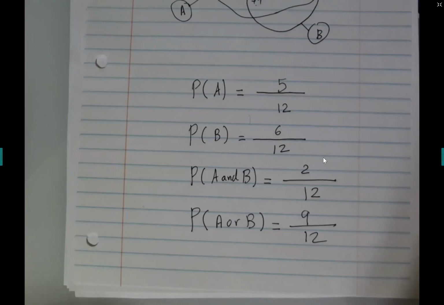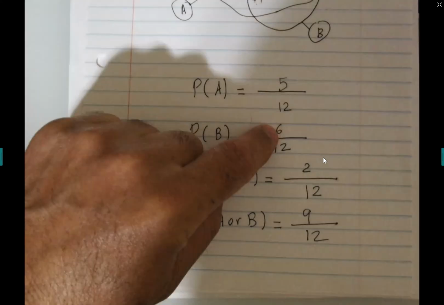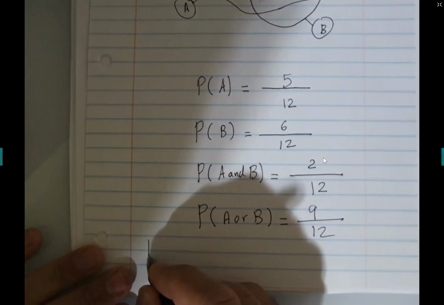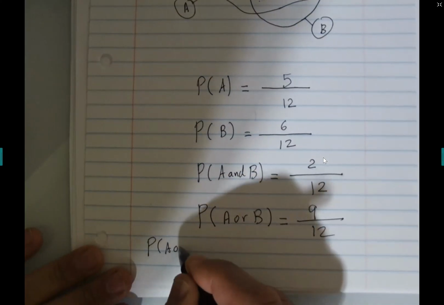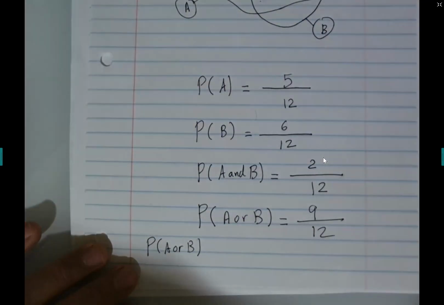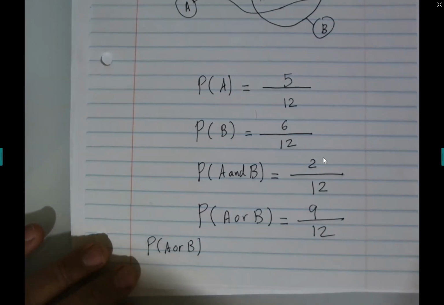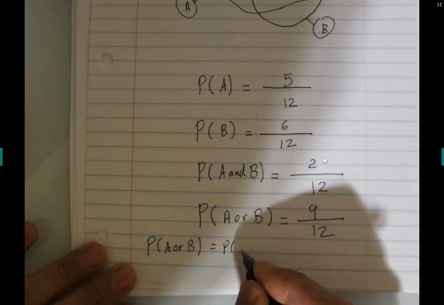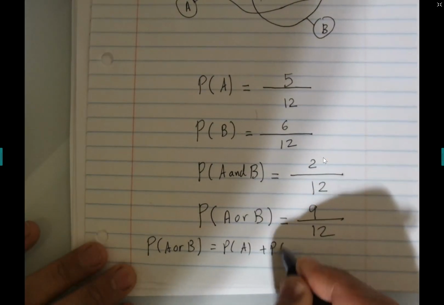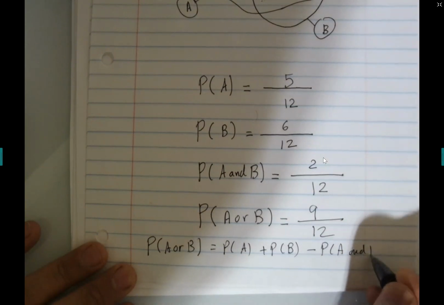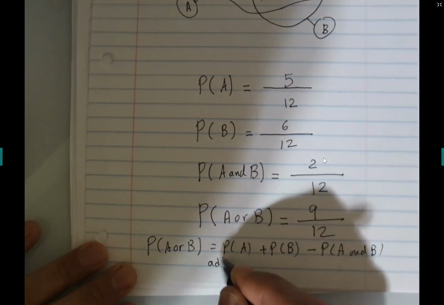Exactly, that's the rule. If you add 5 plus 6, you get 11, and you minus 2, you get 9, and here's the rule, guys. The probability of A or B. Remember, or is different from and. And means together, intersection, while or means either A or B is okay. It will be probability of A plus probability of B minus probability of A and B, and this is called, guys, the addition rule.